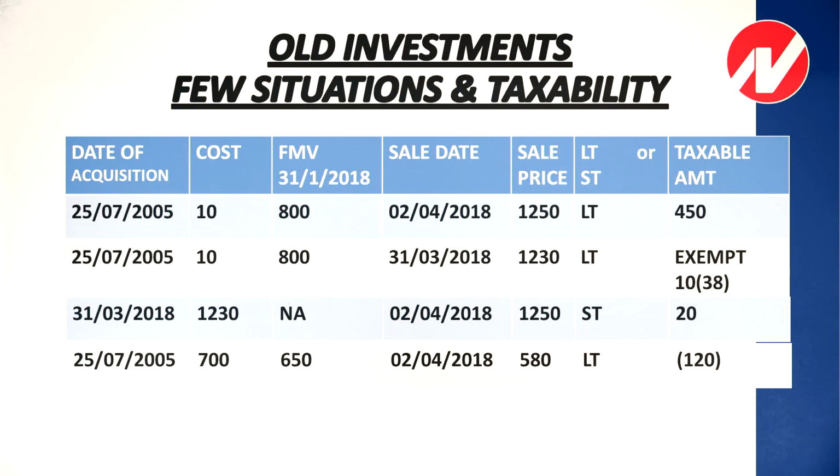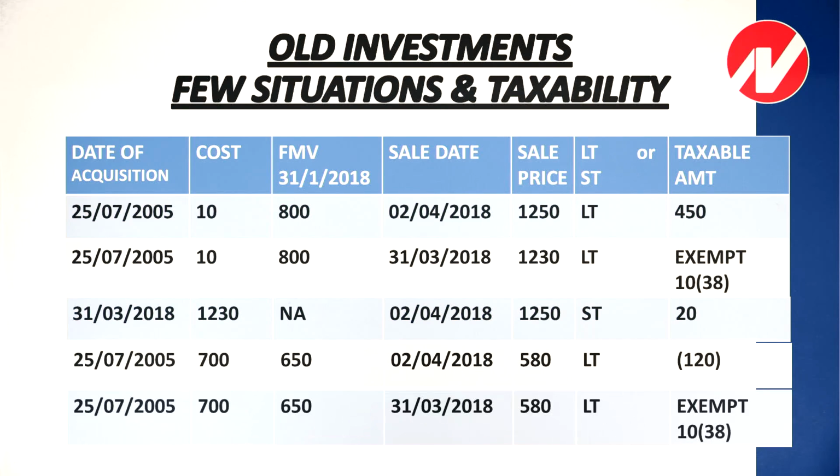Again, 25th July 5, 700. FMV 650. The stock has fallen down. Number of stocks you can see have fallen down. Market has further gone down. 2nd April 18, 580 being long term. Your sales price is 580, your cost is 700, or 650, 580, whichever is less, 580, 700 or 580, whichever is higher, 700. 580 and 700, the difference will be 120, would be able to be set off right from rupee 1.